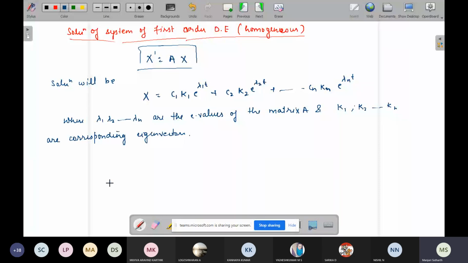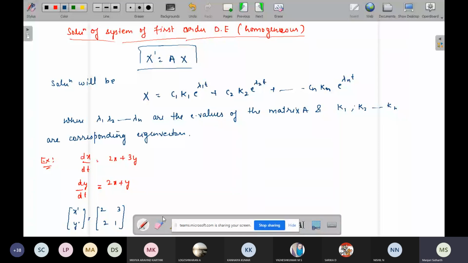Okay. For example, a simple example I'll take. Solve the following system of differential equations: dx/dt = 2x + 3y, dy/dt = 2x + y. First thing is you need to write the corresponding matrix form: X' = A X, where A is [2 3; 2 1] and X is (x, y). Now this will be the solution.